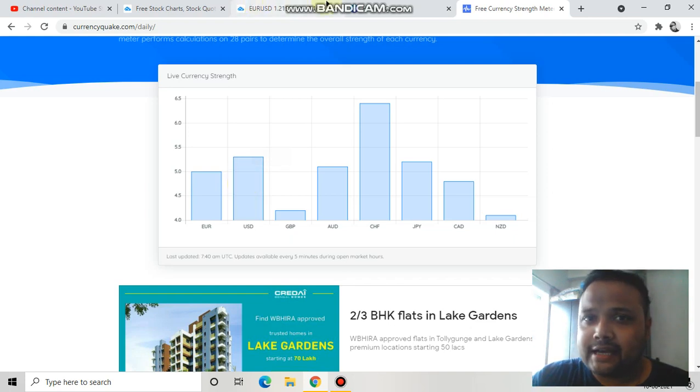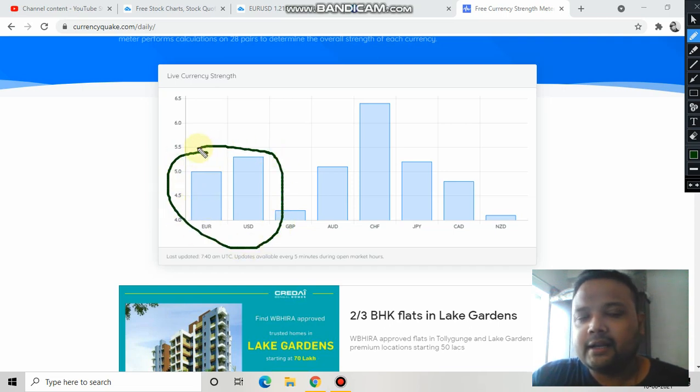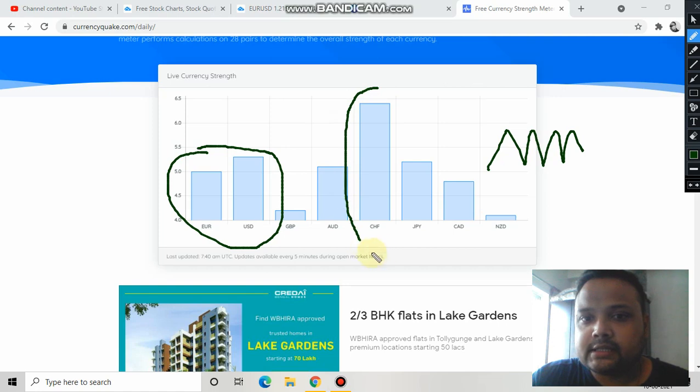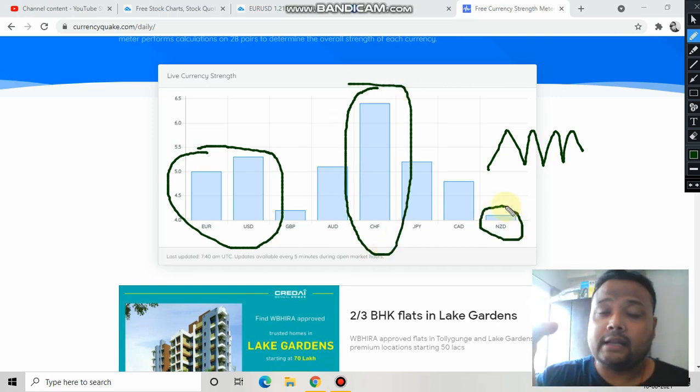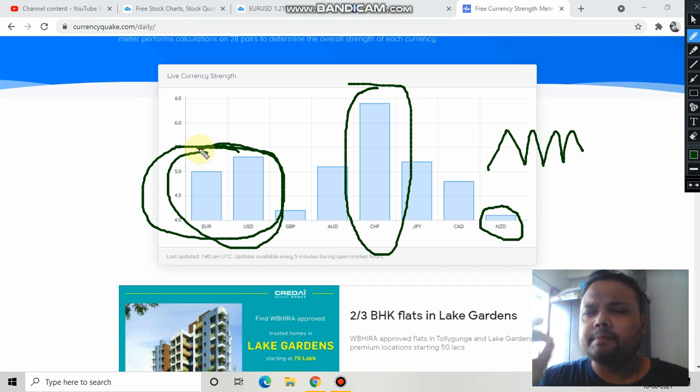As I have already discussed in my previous videos, whenever we get a scenario like this, there is a possibility that the market will remain sideways. We get a trending market when we get a scenario like this, CHF and NZD. When one currency is strong and the other currency is weak, then we get a trending market. But when we get a scenario like this, the possibility is that the market will remain sideways.